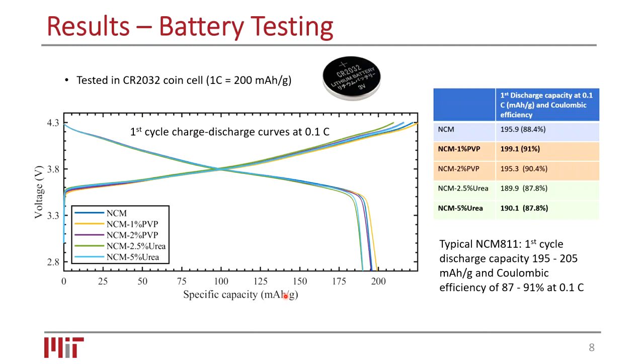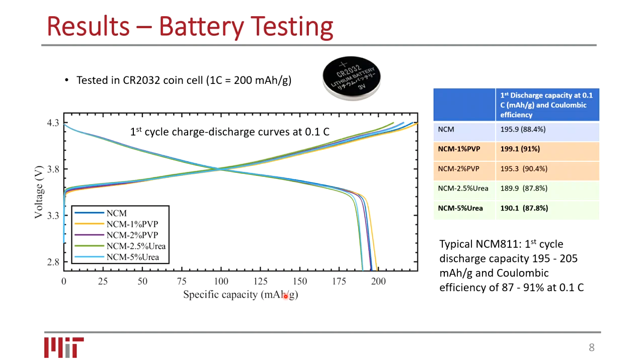Results are summarized here. The one without any additives has an initial discharge capacity around 196 mA per gram and a Coulombic efficiency of 88%. When we add 1% PVP, the discharge capacity increased to 199 and the Coulombic efficiency also increased to 91%. However, when we add more PVP, both the capacity and the Coulombic efficiency decrease. In comparison, when we add urea, we notice that the discharge capacity decreased, along with a decreased Coulombic efficiency.